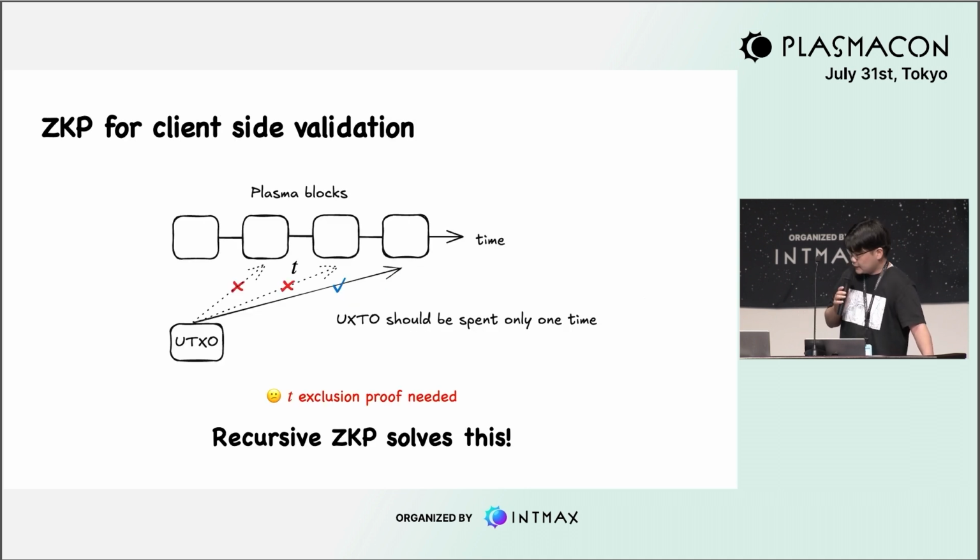So to show that a UTXO has not been double spent, we need to prove that the UTXO has not been included in blocks before being spent. If T blocks have passed since a UTXO was issued, a direct method would require T exclusion proofs. The amount of data for this exclusion proof increases rapidly and it's quickly unmanageable. And so recursive ZKP solves this problem.